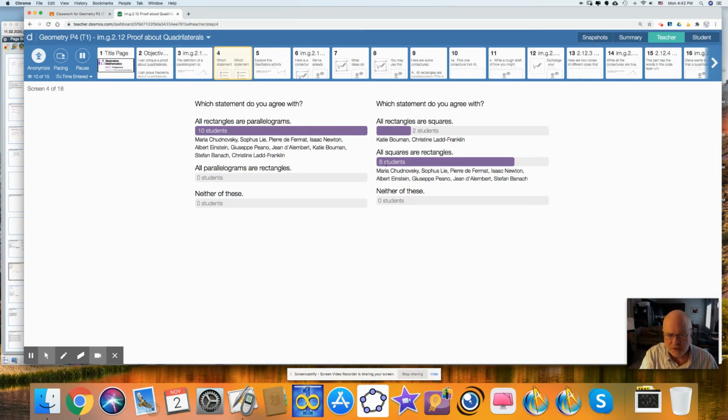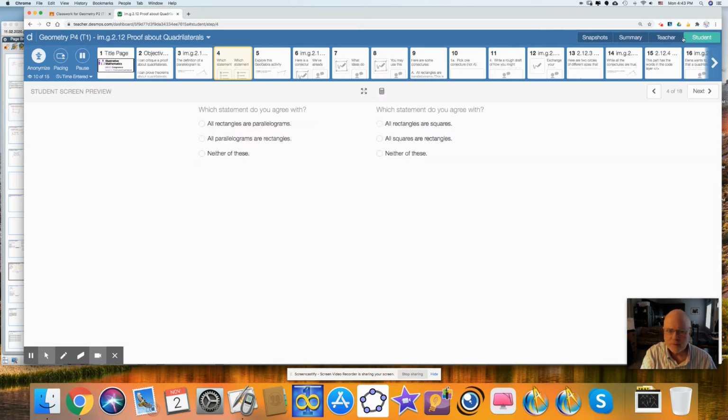And the adjacent sides. So rectangles are always parallelograms. Parallelograms aren't always rectangles, but a parallelogram can be made into a rectangle. All squares have right angles, don't they? And so that's what the definition of a rectangle is, that they have 4 right angles. So all squares are rectangles, but not necessarily all rectangles are squares. If you put neither of these, that would be incorrect.